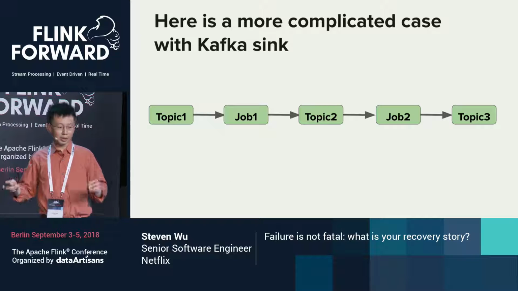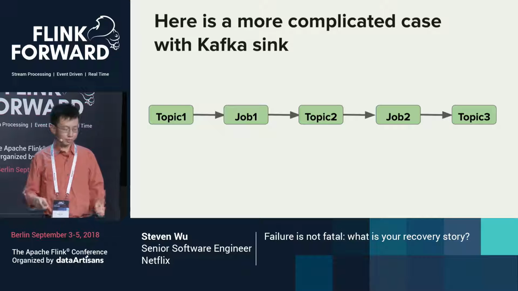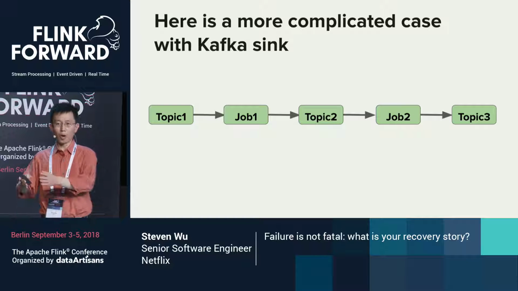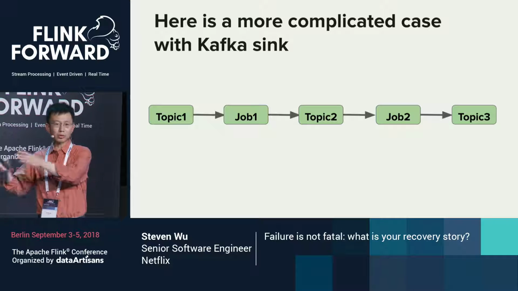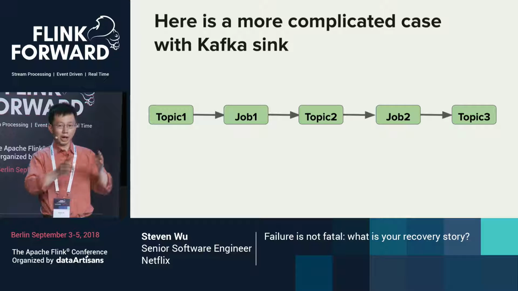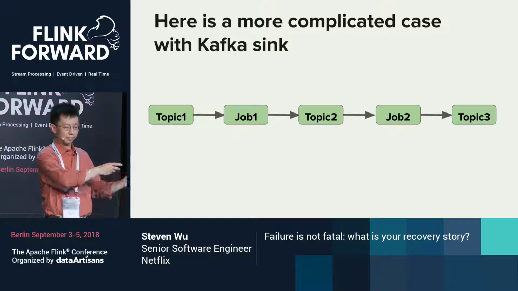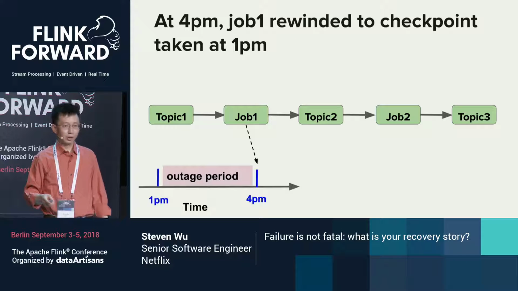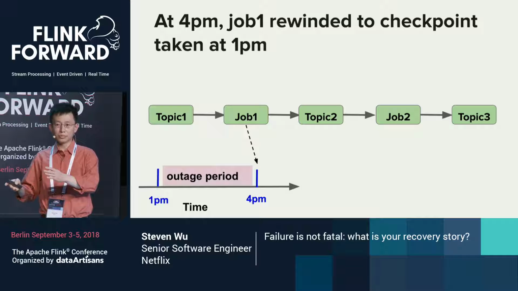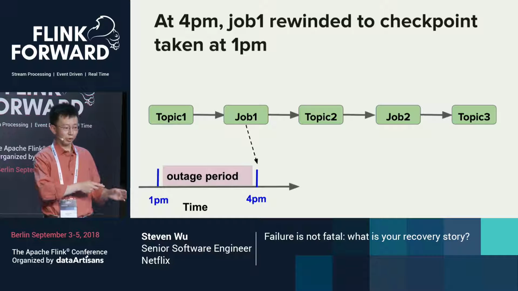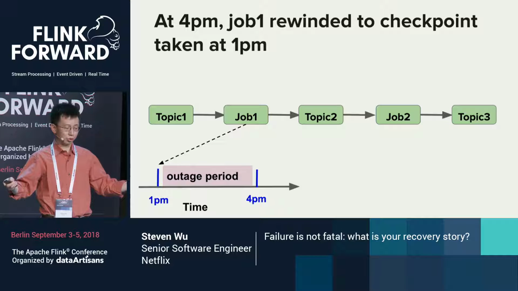Here is a more complicated case with Kafka sink. Here I have job one that reads from topic one and writes to topic two. And I have job two that reads from topic two and writes to topic three. Let's assume at 4 p.m., job one decides to rewind to the 1 p.m. checkpoint to recover from the outage.